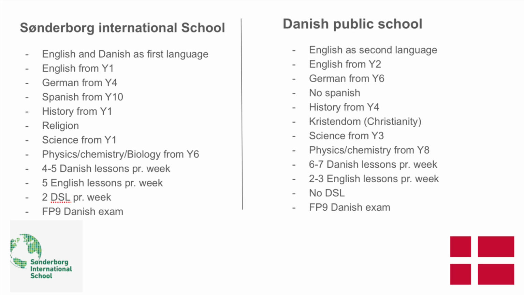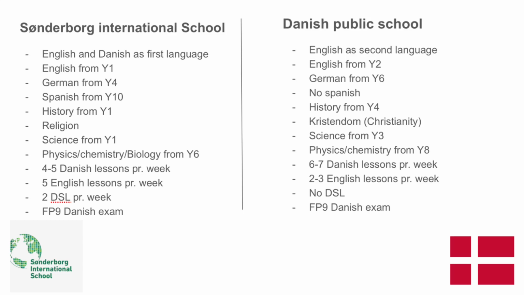We start having history already in year 1, but in the public school system, they start history at year 4. We teach religion at our school. That subject is not a thing in the Danish public school system. Instead, they teach Christianity or Kristendom.